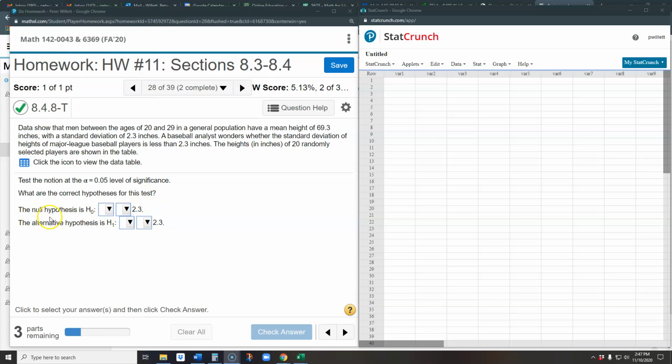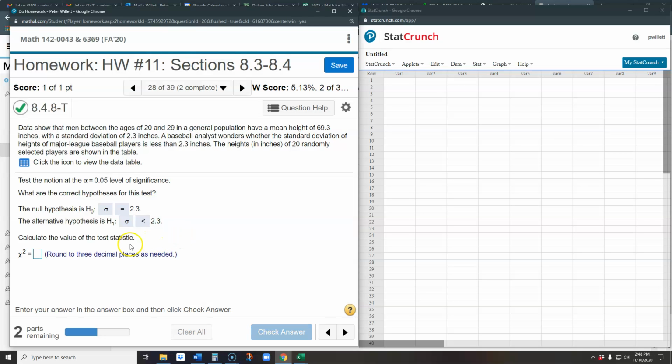So as usual, the null hypothesis will always be a setting of equality. And this is a test about the standard deviation, which is sigma. So for the null hypothesis, I'm going to choose sigma is equal to 2.3. And then the alternative will be our claim, which is that it's less than 2.3. So the alternative hypothesis will be that sigma is less than 2.3 inches.